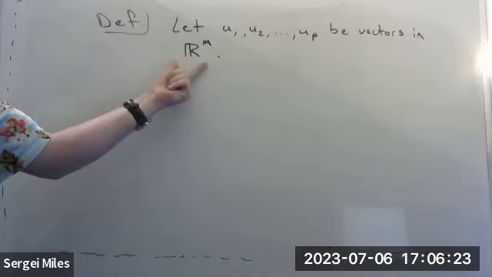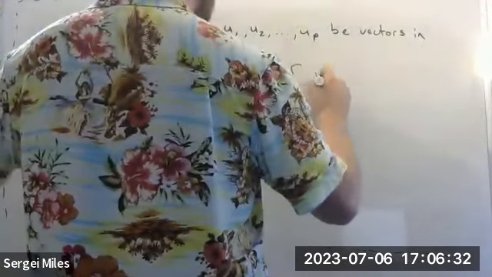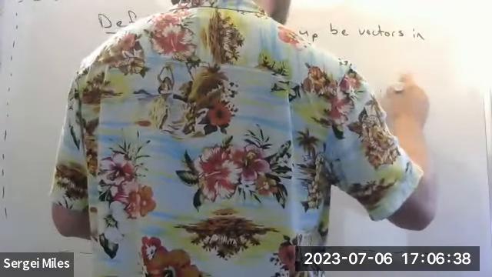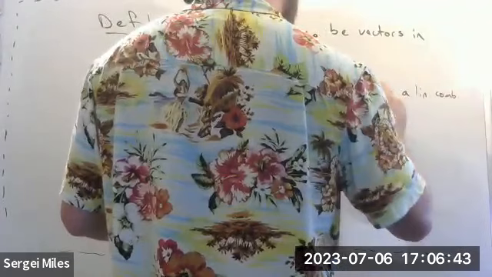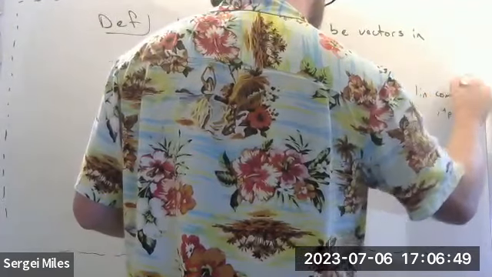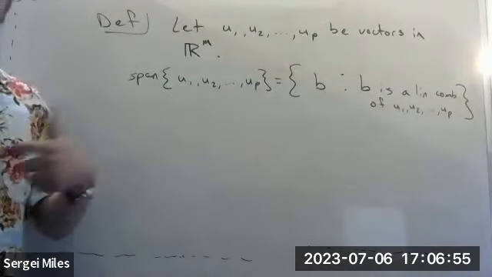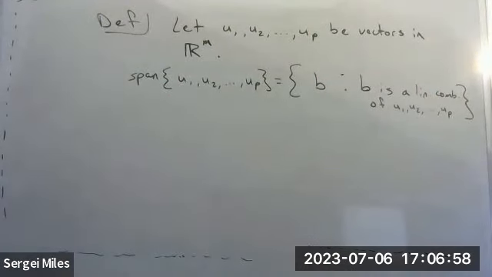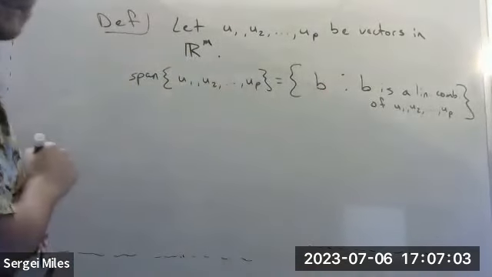The span of U1, U2, ..., UP is the set of all possible vectors B such that B is a linear combination of U1, U2, ..., UP. In other words, the span is generally an infinite set. We're talking about all possible linear combinations being in this set.